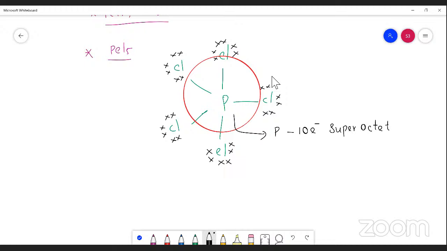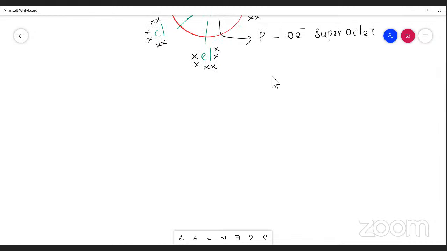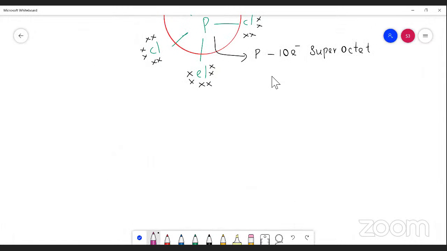Superoctet. Okay. Now we are taking the molecule SF6. In SF6, here it is a sulfur, and we make bonds. Here one bond, here one bond, and here one bond, and here one, like this. Then it is filled by fluorine.